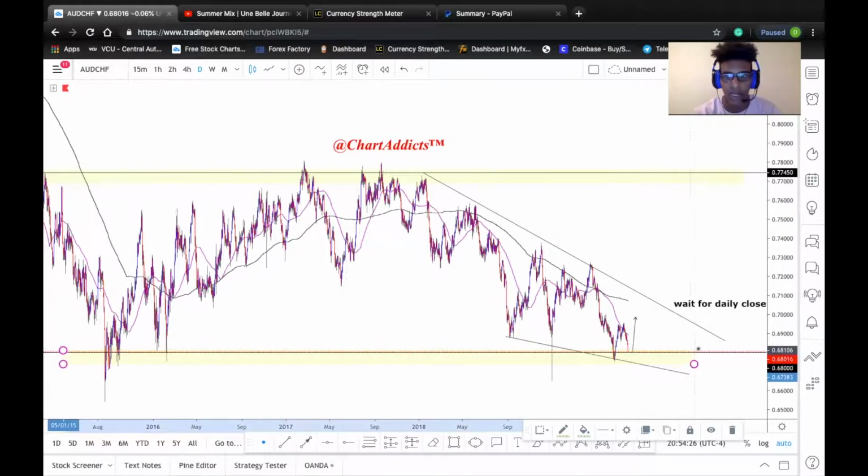We can have price violate the zone, break through it, we get a retest, and we can get a continuation, or price can bounce. It can reject, and we can look to buy price up to our moving average, to the support zone, and to our trend line, which we are favoring. We are favoring the bounce.